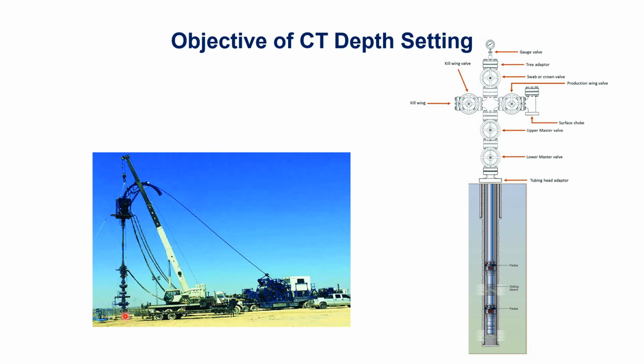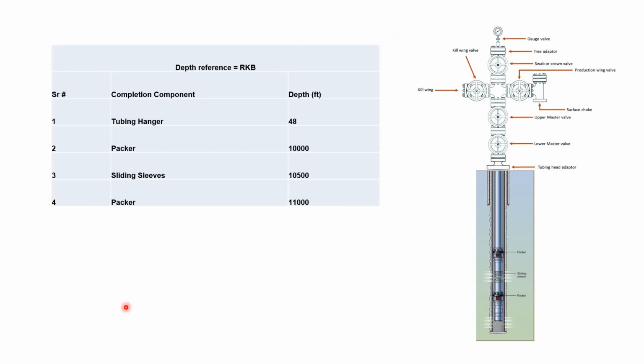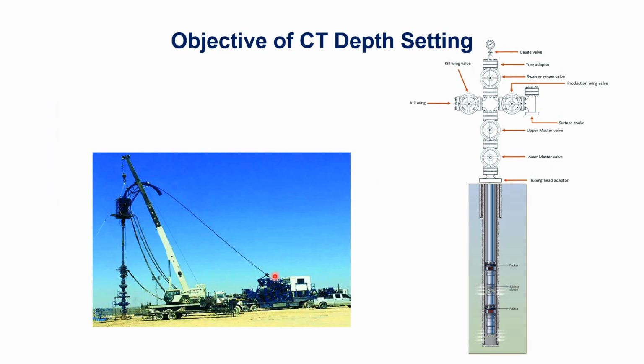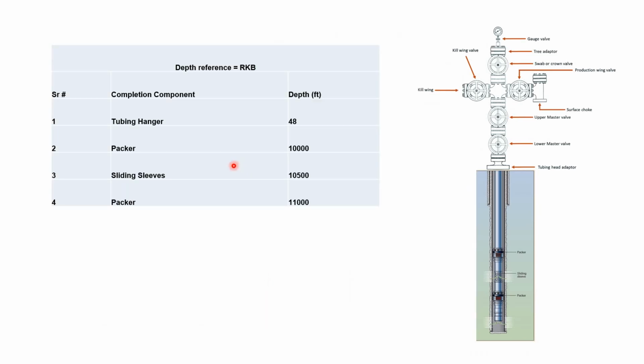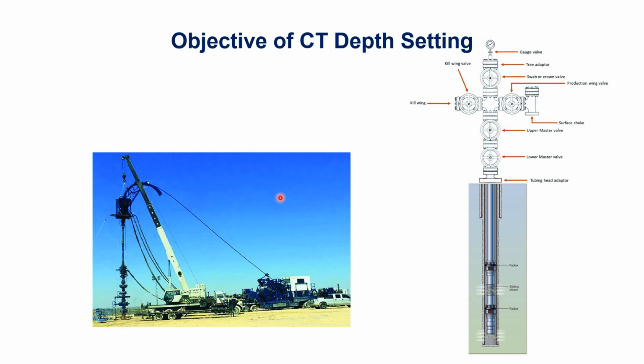So the purpose of setting CT depth is that when our coil tubing string comes in front of any completion component, for example, let's say the tubing hanger, the depth of the tubing hanger is 48 foot. The depth at this mechanical depth counter assembly should be 48 foot. And the depth of the packer is 10,000 foot. Whenever this CT string comes in front of the packer, the depth at this depth counter assembly should be approximately equal to 10,000 feet. So this process is known as depth setting.